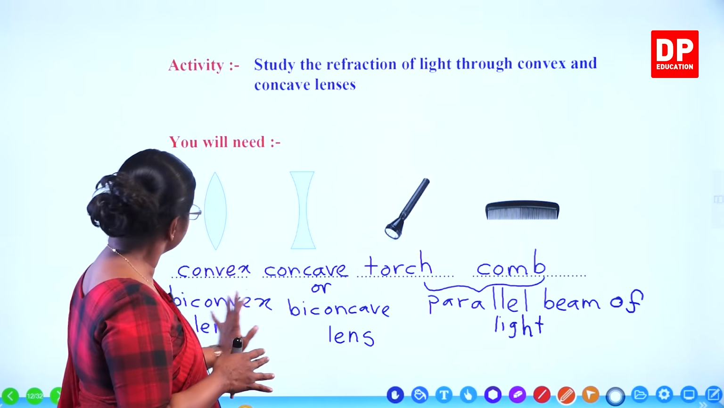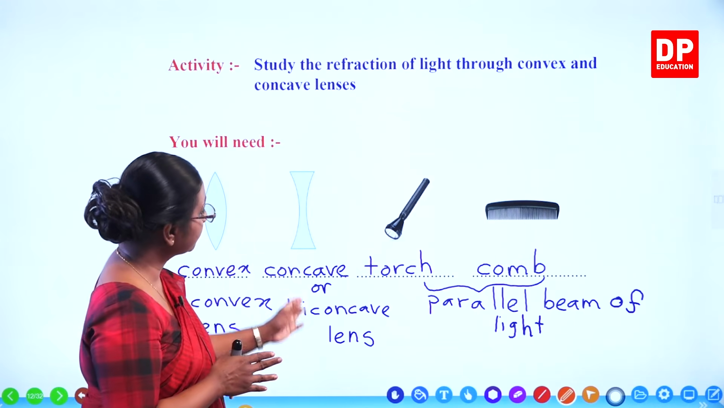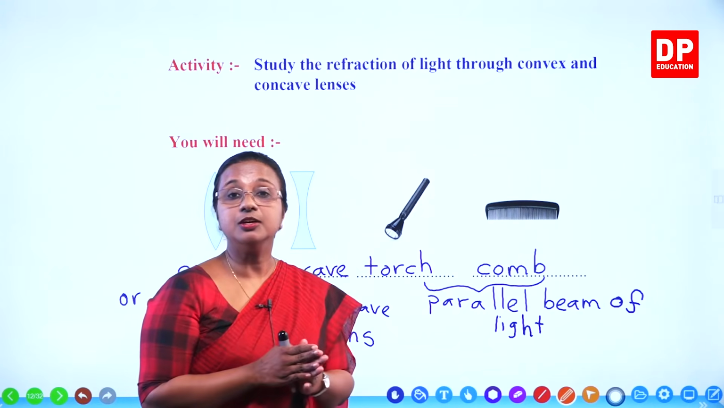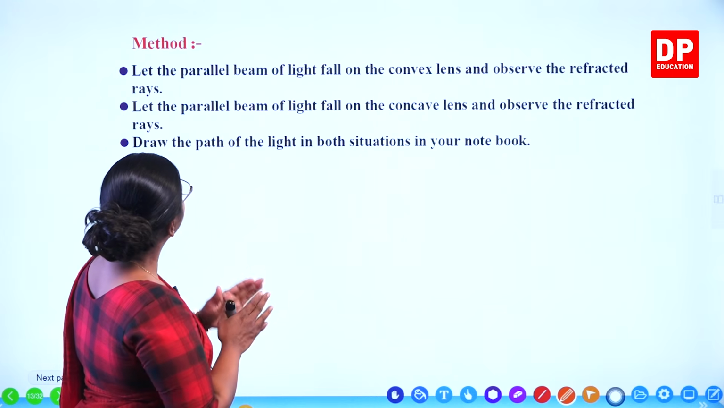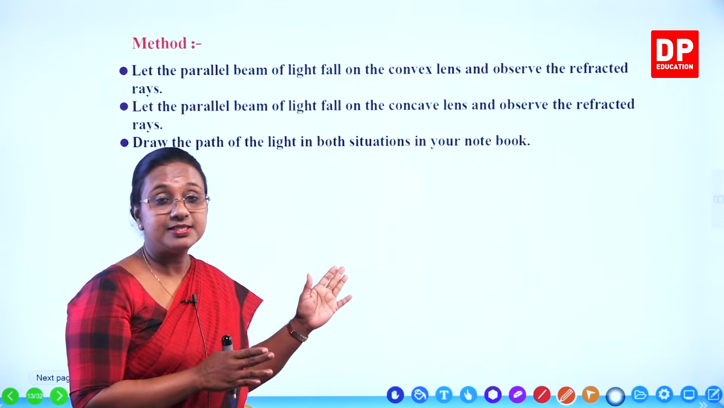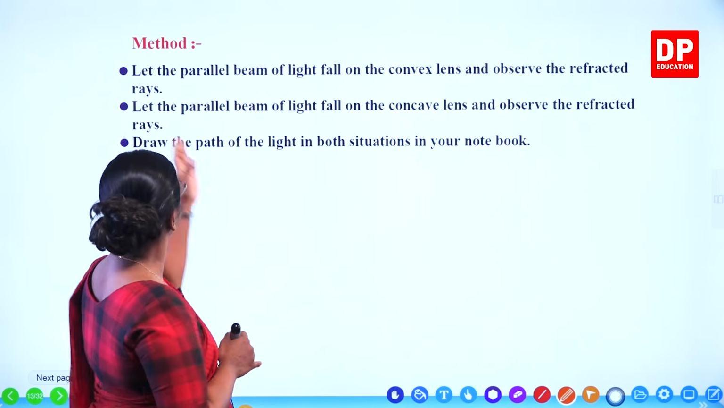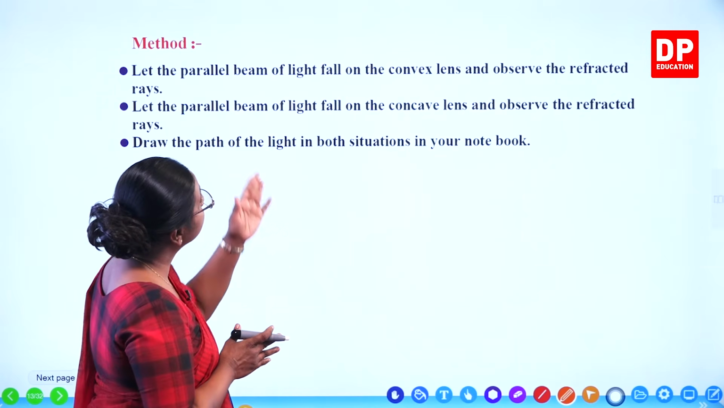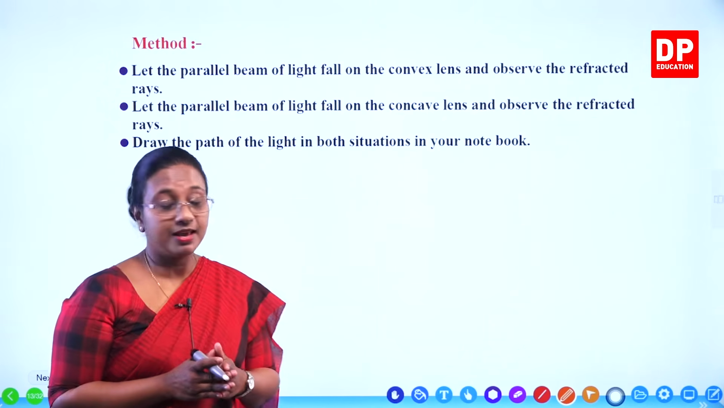So these are the materials that we need. A convex lens, concave lens, a torch and a comb. And this is what we are going to do. We will make a parallel beam. So as I said, use the comb and the torch or a parallel beam of laser. Let the parallel beam of light fall on the convex lens and observe the refracted rays.